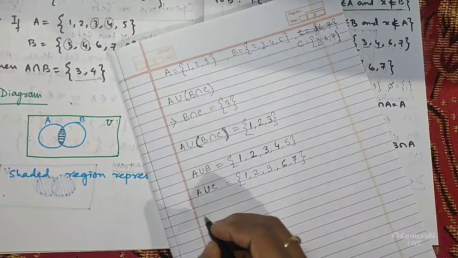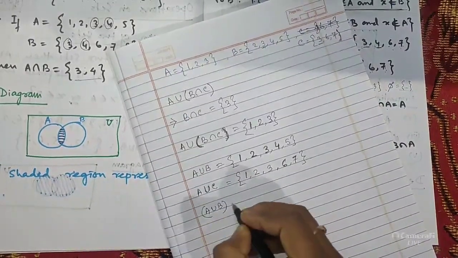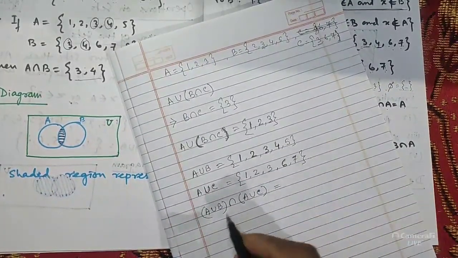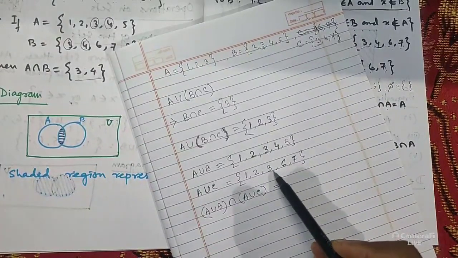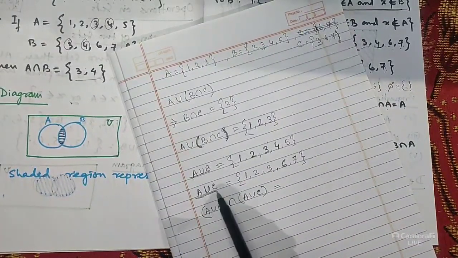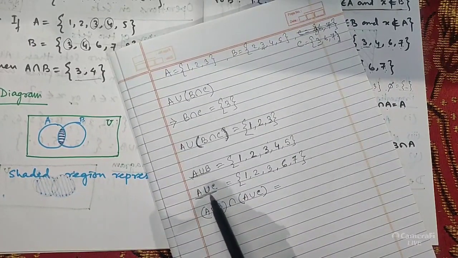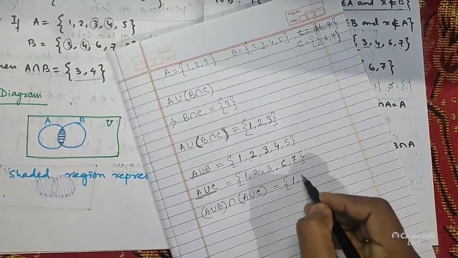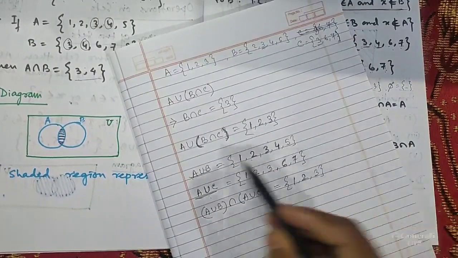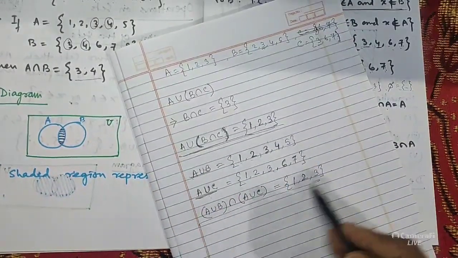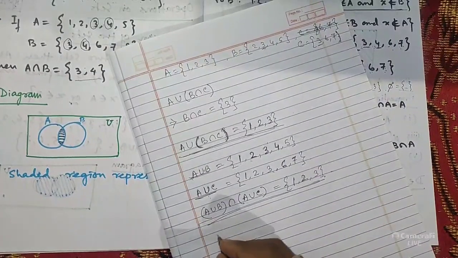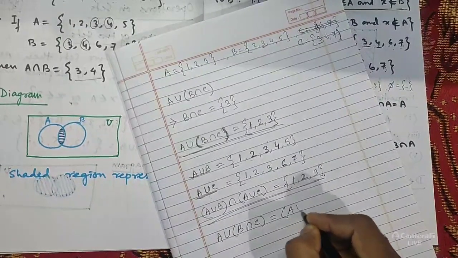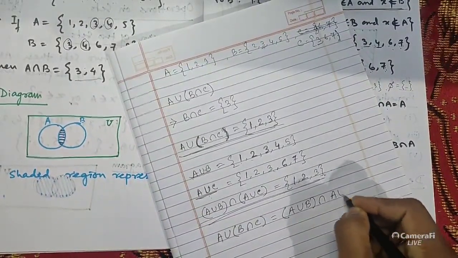Now you have to perform A union B intersection A union C. That means the elements which are common between these two sets. A union B intersection A union C, elements which are common to both of these two sets. So 1, 2, 3. Now see the value of this and this is the same. So we can say that A union B intersection C is equal to A union B intersection A union C.